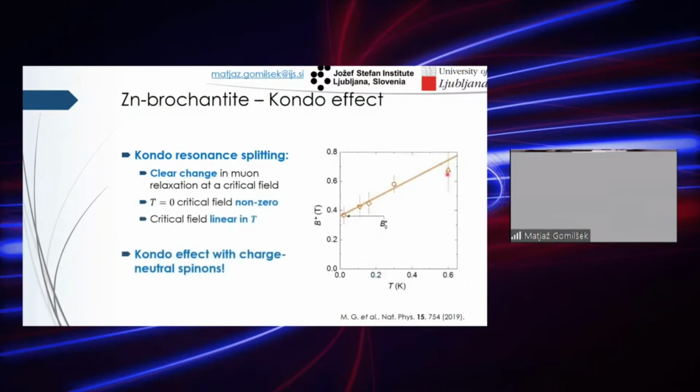And if we plot the critical field for this splitting, we see that it's linear in applied field, so the temperature is linear in field or vice versa, which is exactly what one would expect from Kondo theory. But critically, the field for the splitting at 0 temperature, the extrapolated value, is non-zero. So this only occurs if we have a strong coupling with some non-trivial Kondo coupling of the impurities.